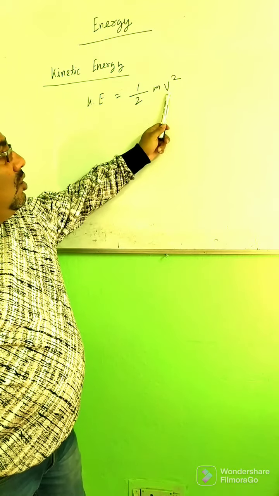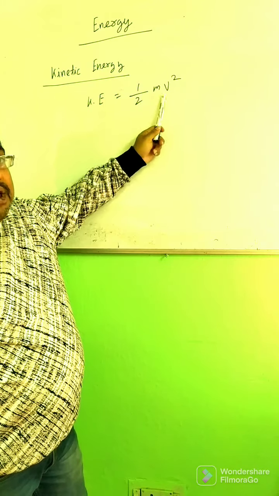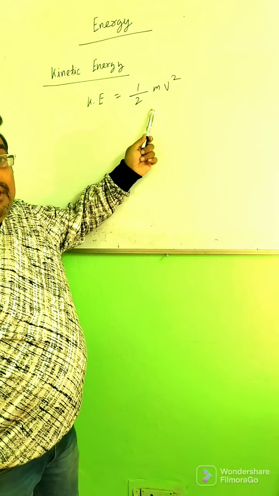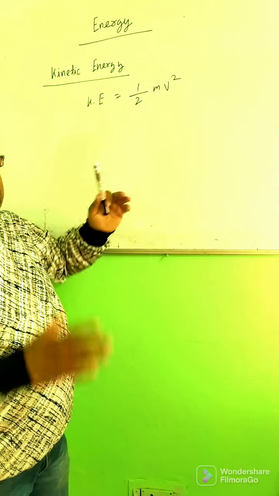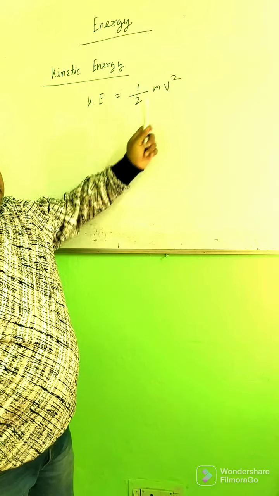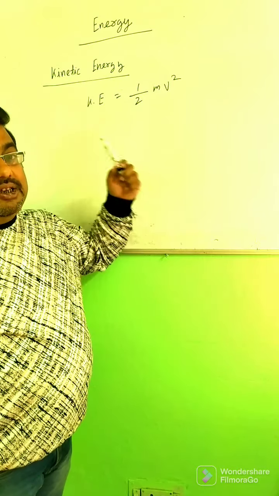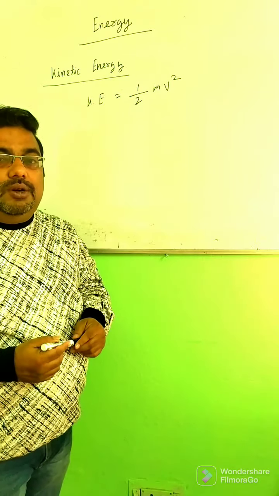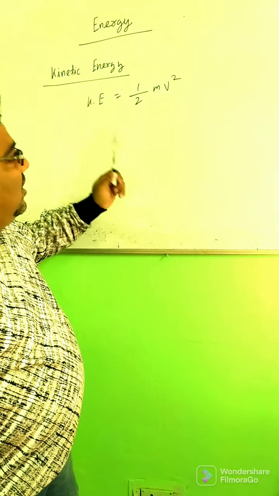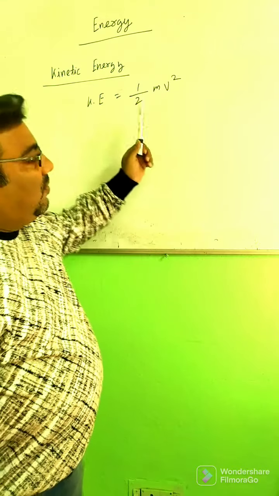When velocity is 0, that means the body is at rest, and kinetic energy is equal to 0. Kinetic energy has some value when the body has some velocity, that means the body is in motion. And when the body is at rest, the kinetic energy of the body becomes 0. Got it? So that is the formula for kinetic energy, and its unit is joule since it is energy, and it is equal to half mv square.